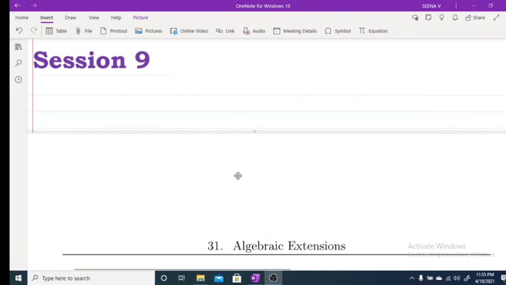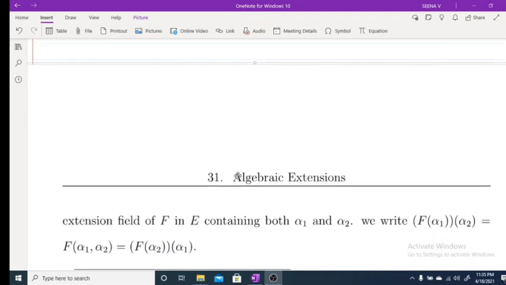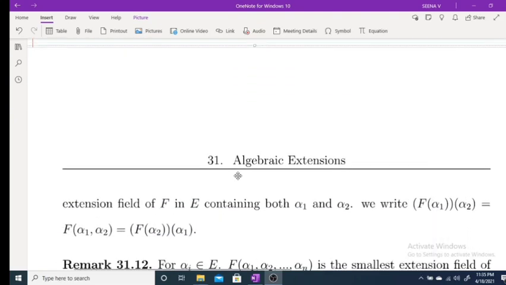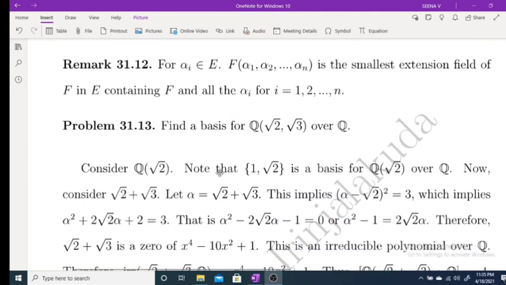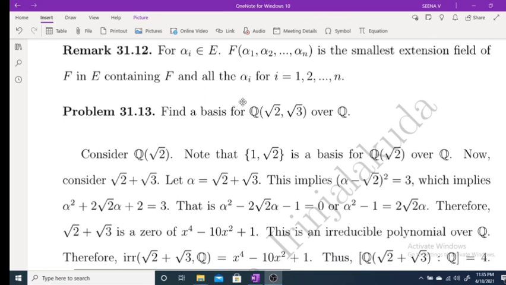Just to recall what we have discussed in our last class. We have discussed algebraic extensions, and we have proved every finite extension is an algebraic extension, etc. And the last problem we have discussed is find basis of Q(√2, √3) over Q.